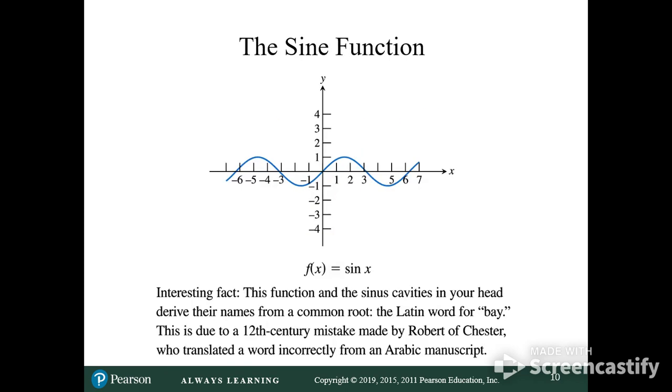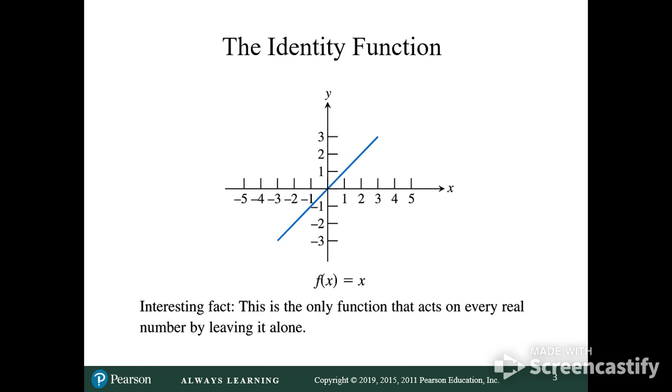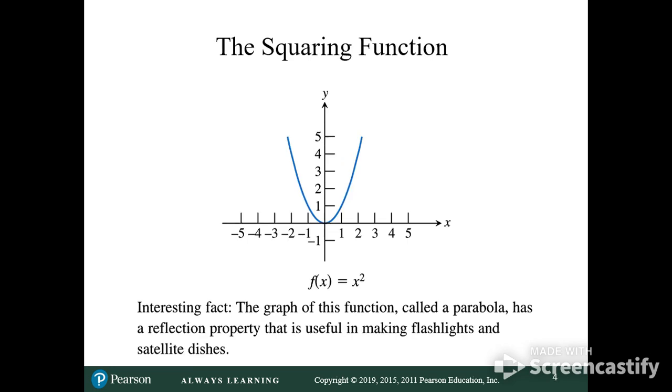So, identity function. Is that increasing or decreasing? Increasing. Is it odd or even? It's an odd function because x to the first power is an odd number. If you flip it and flip it, it'll be on top of itself. So the identity function is always increasing and odd.